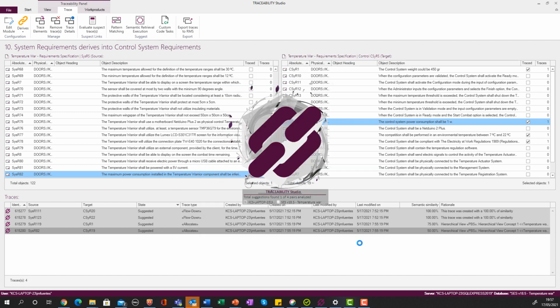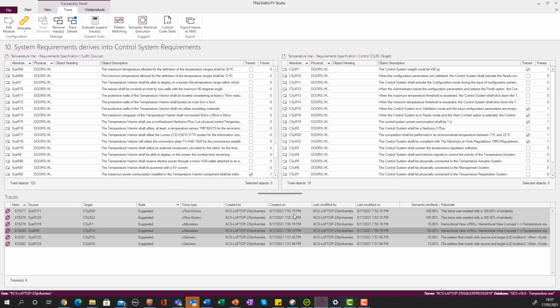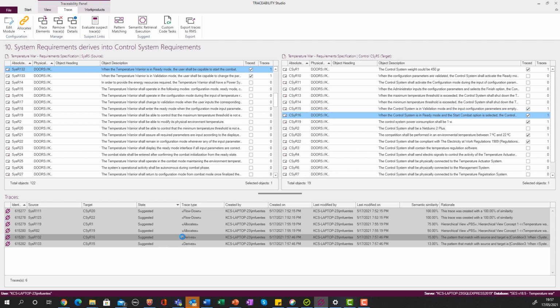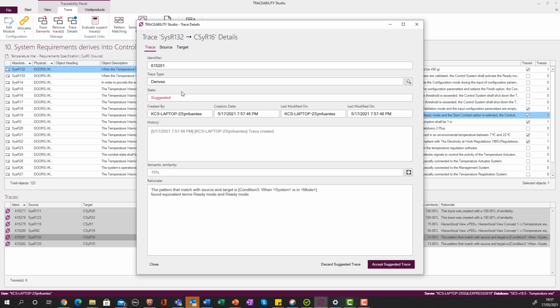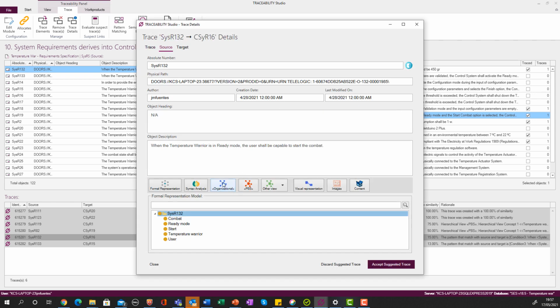So I click just on OK, and after a couple of seconds, you have two more suggestions. In this case, the derivation. You can open the trace, and you can find that both source and target are speaking about actions for different systems, the temperature warrior in one case and the control system in the other case, but both are in ready mode, which is one of the possible modes of both systems, the top level and this particular child, right? So this is why the tool is considering these as candidates for traces.